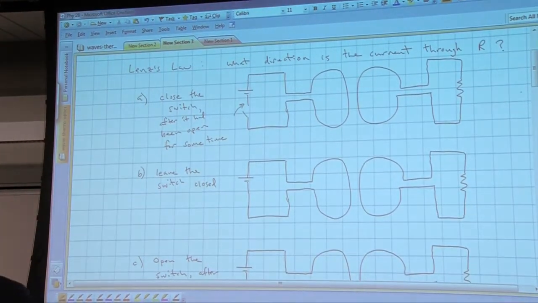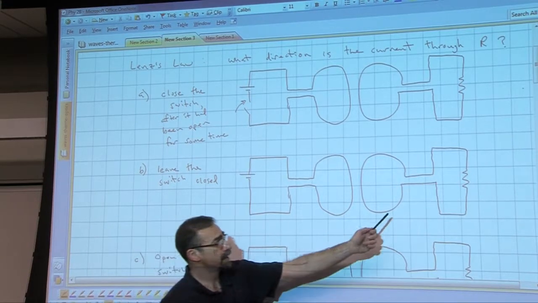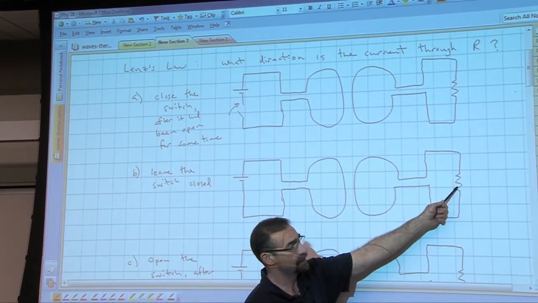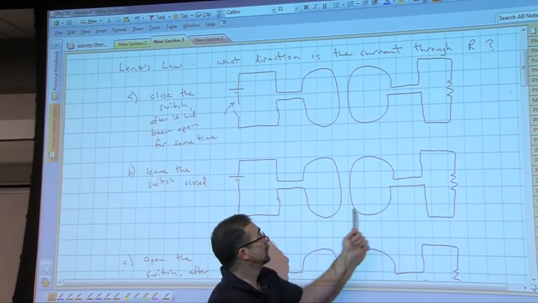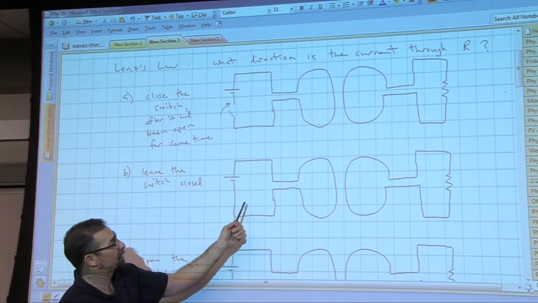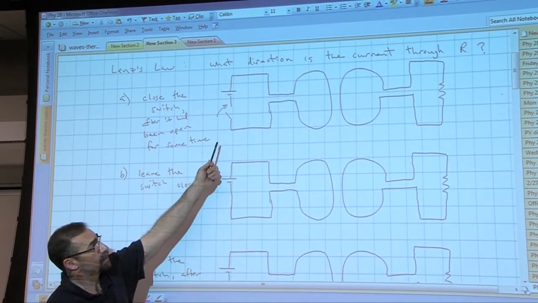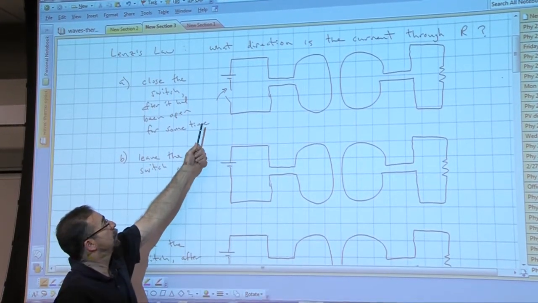So I've got two circuits side by side. The one on the right is a loop of wire connected with a resistor, no source of EMF, no battery in there. And the one on the left is a loop of wire connected to a battery. So we'll start at the top here. What happens when we close that switch?